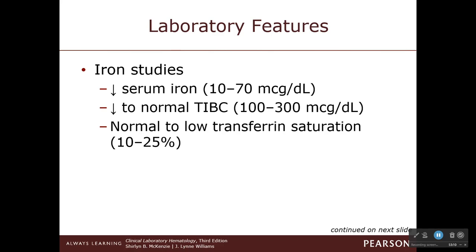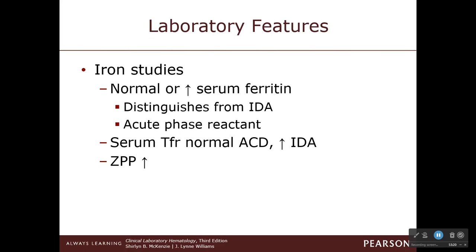Iron studies: decreased serum iron, decreased to normal TIBC, and then normal to low transferrin saturation. Normal to increased serum ferritin is what distinguishes it from IDA. It's usually right the opposite with serum ferritin. You also see an increase in those acute phase reactants. So if you did a protein electrophoresis, you would see some abnormalities in those alpha 1, alpha 2, and beta bands that we talked about. Also, those transferrin receptors, remember we talked about those earlier, are usually normal for ACD and then increased in IDA, and the ZPP can also be increased.